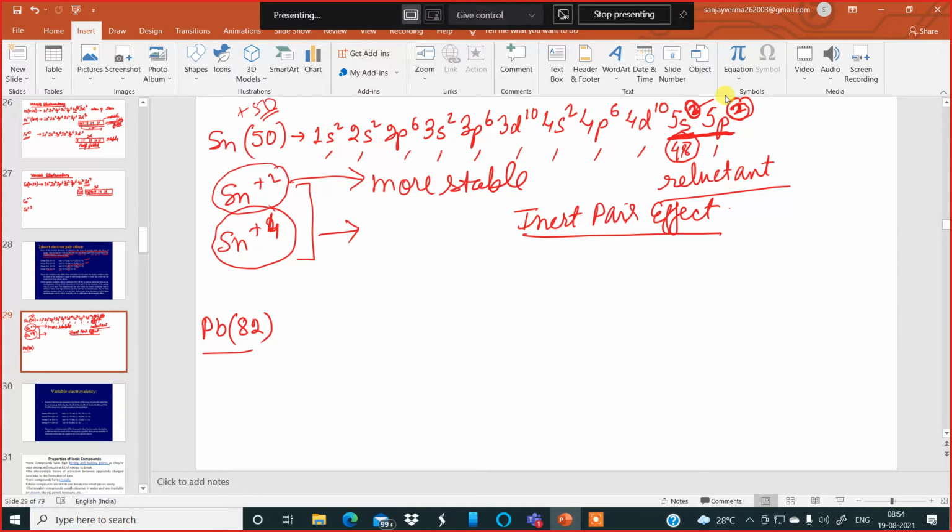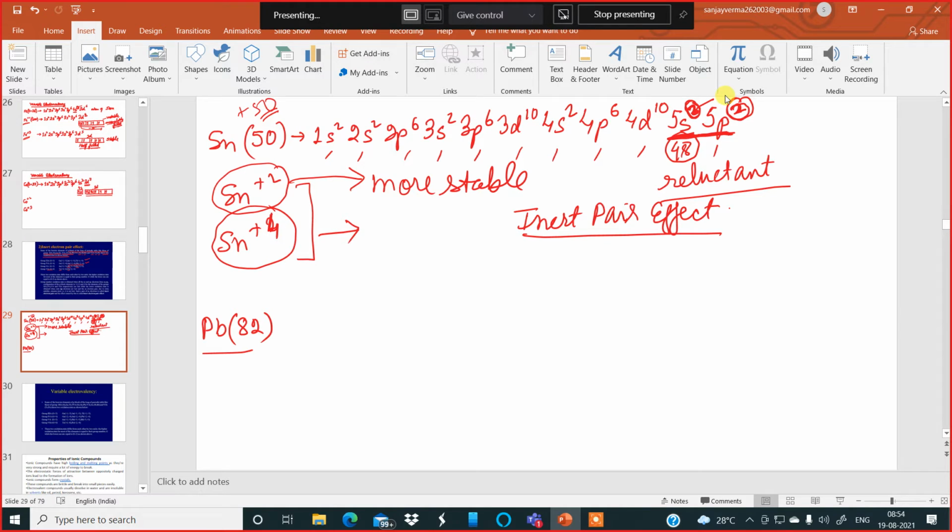And this reluctance of the inner electrons in the inner subshells is called inert pair effect, and this is also one of the reasons to explain this variable electrovalency.